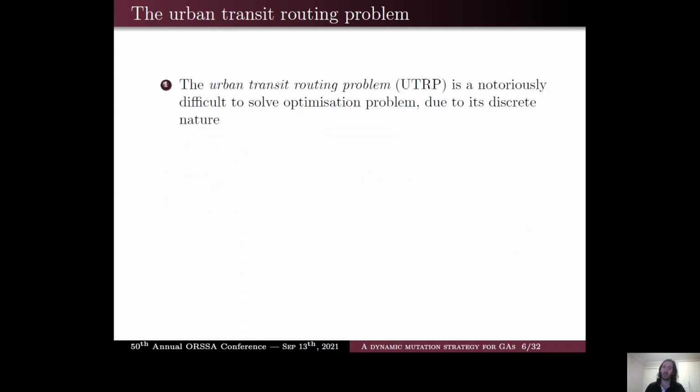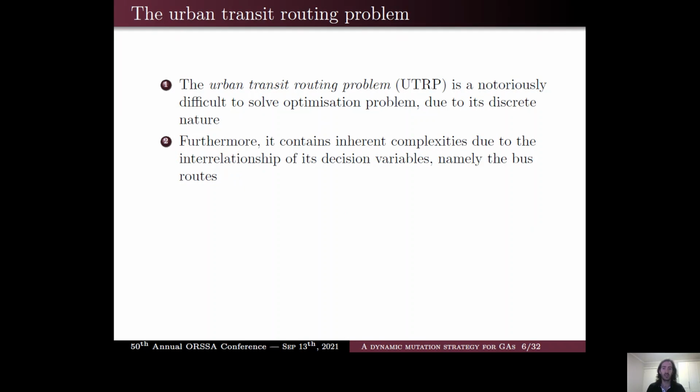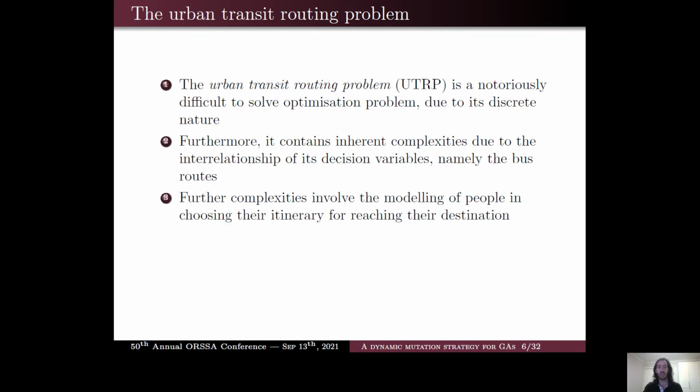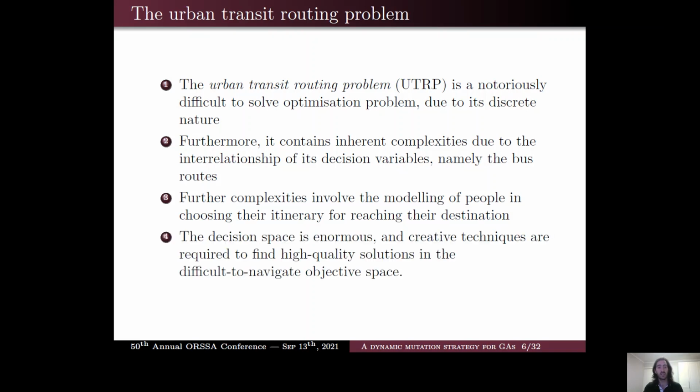The urban transit routing problem is a notoriously difficult optimization problem to solve due to its discrete nature. Furthermore, it contains inherent complexities due to the interrelationship of its decision variables, namely the bus routes. Further complexities involve the modeling of people in choosing their itinerary for reaching their destination. The search space is enormous, and creative techniques are required to find high-quality solutions in the difficult to navigate objective space.